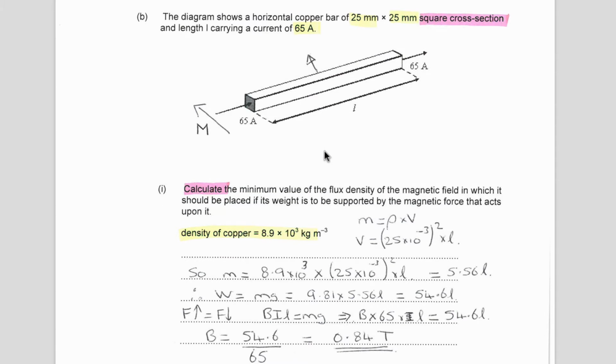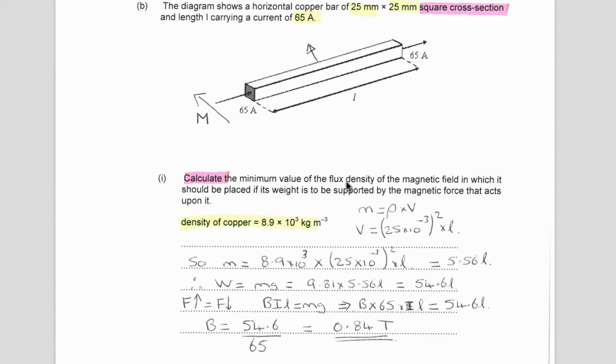In part B, we're given this diagram, and it shows a horizontal copper bar with a square cross section of 25 millimeters by 25 millimeters. So in other words, this is a square prism, and it's got a length of L. We don't know what L is, and it carries a current of 65 amps. We're asked to calculate the minimum value of the flux density for the magnetic field in which this bar should be placed if its weight is going to be supported by the magnetic force that acts upon it.